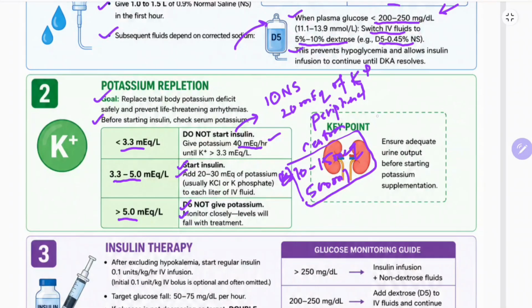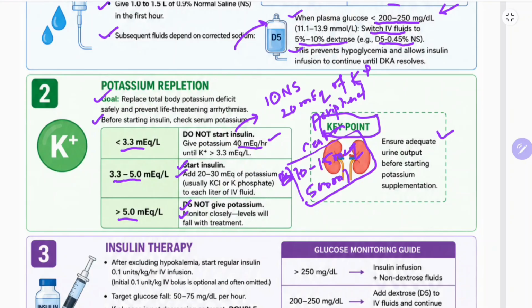One key point here: ensure adequate urine output before starting potassium supplementation. Remember, if the patient is not having urine output, don't give potassium, because we should always give potassium when the urine output of the patient is good. Okay, this point should be remembered.